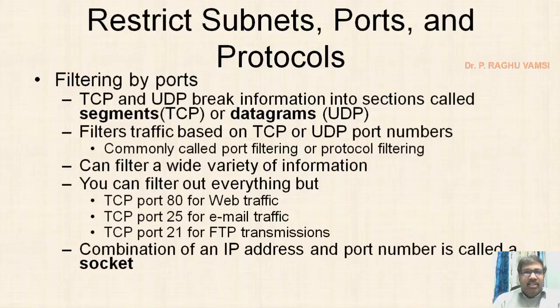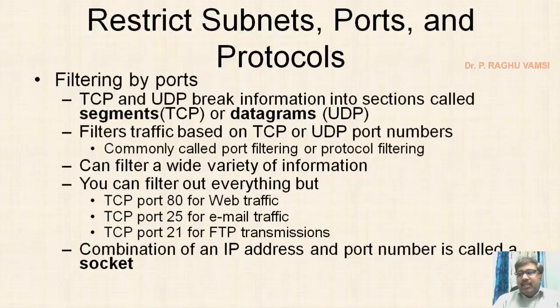And restricting at the port level, filtering by ports: TCP and UDP break information into sections called segments and datagrams. Filter the traffic based upon TCP and UDP port numbers. You can filter a wide variety of information. Like in the case of TCP, port 80 is for web traffic, 25 is for the SMTP server, that is email traffic, and TCP port 21 is for FTP transmission.